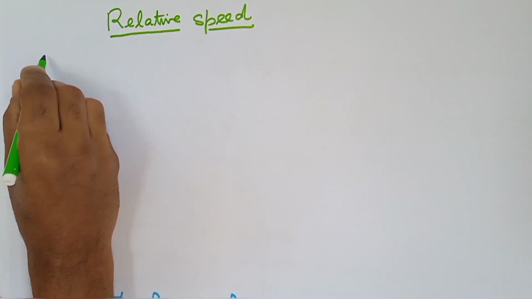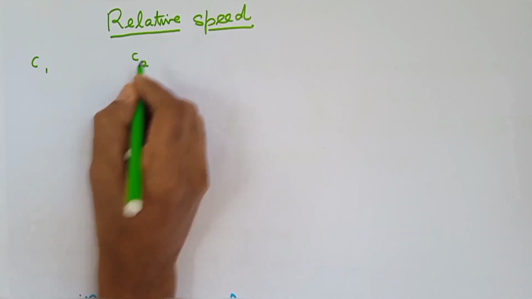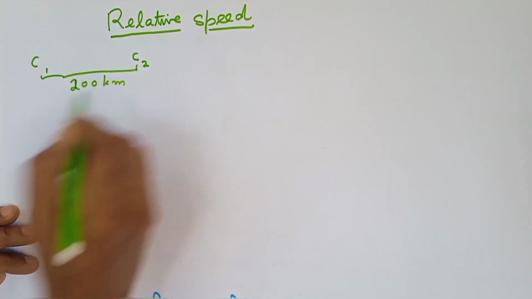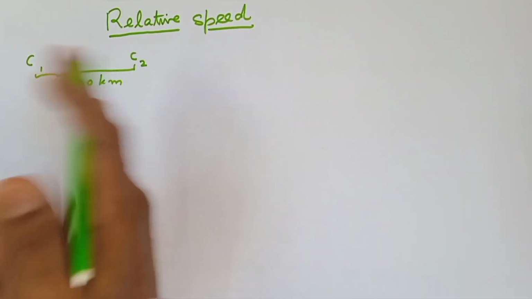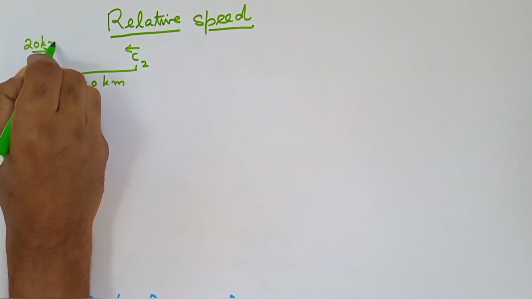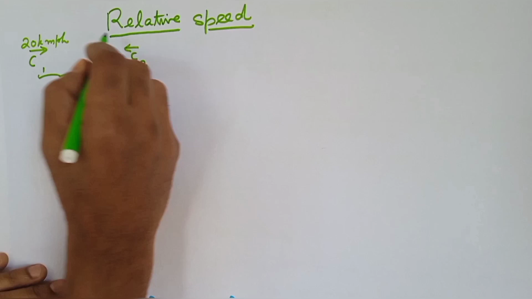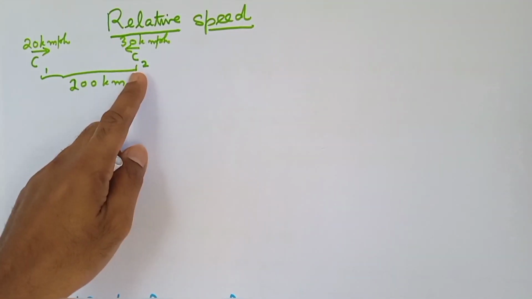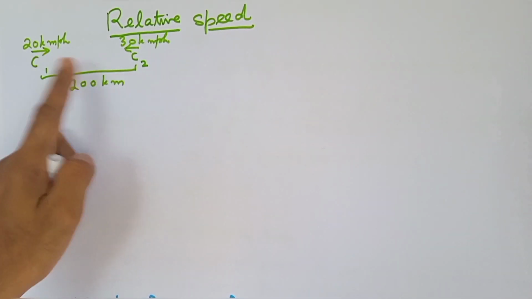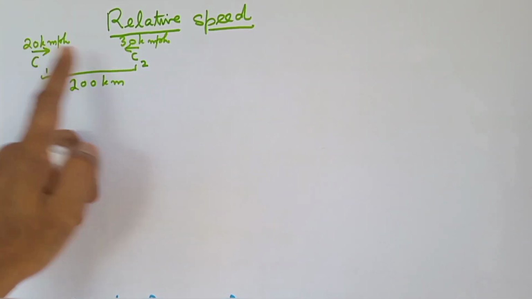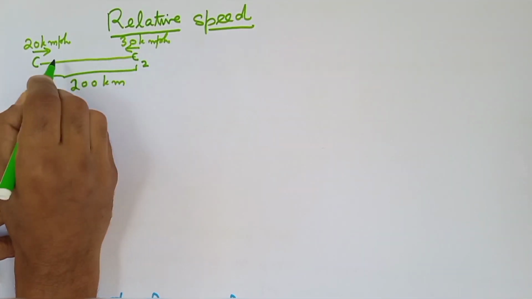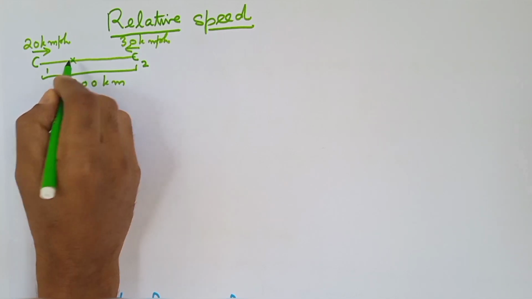Let's look at two cars, say C1 and C2, which are initially at a distance of say 200 kilometers apart. The cars start to move together at the same time, one with a speed of 20 kilometers per hour and the other 30 kilometers per hour. So you have two cars 200 kilometers apart, starting towards each other at two different speeds. Obviously, they have to meet at some point in between after some time.